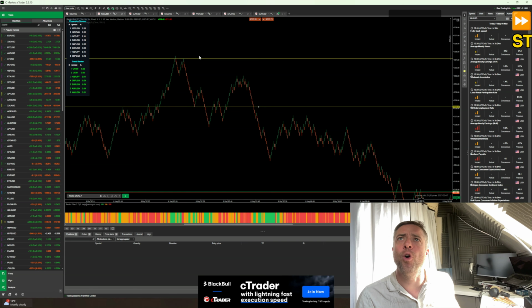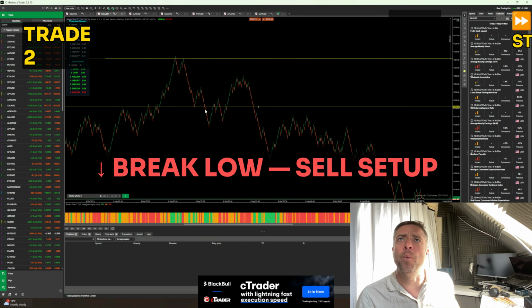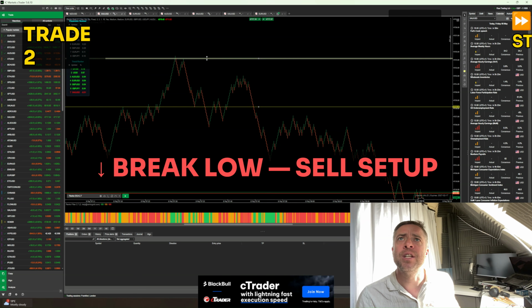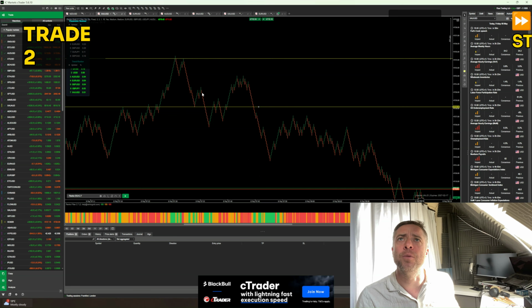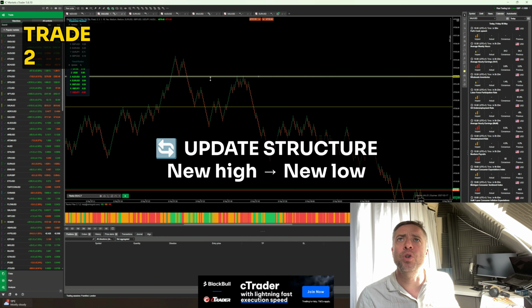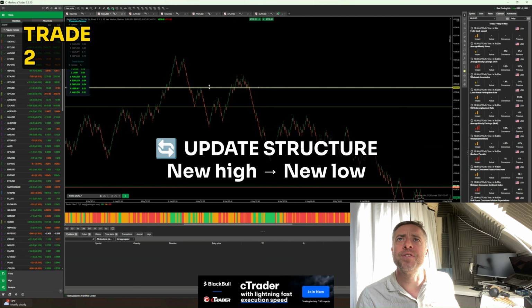And we wait for either up here to break or down here to break. It's down here. We get 1 brick printing here. So we need to update our structure level. So our high now becomes the last leg that broke this structure, which is here at this point here. So we move it down like that to there.